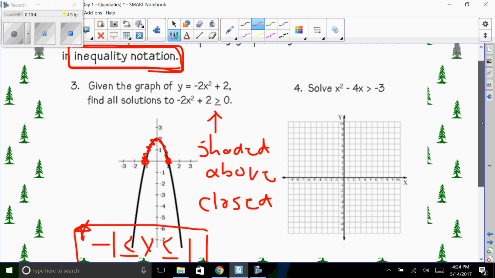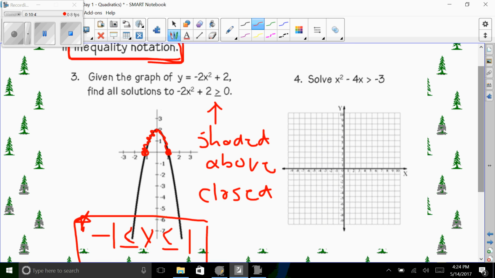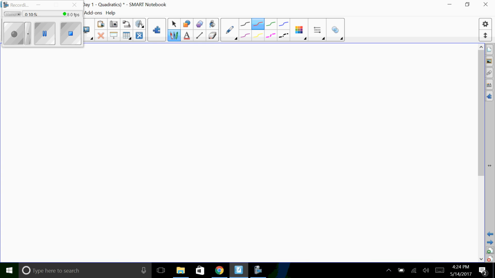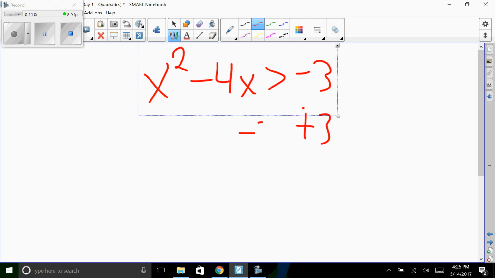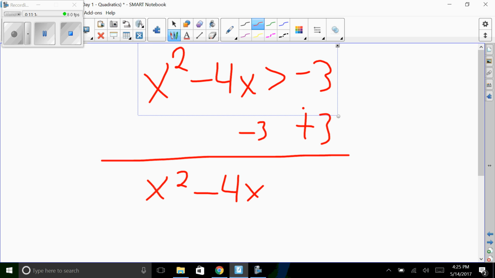Okay. All right, so this next one, x squared minus 4x greater than -3. Before we begin this problem, we have to set it equal to 0. So x squared minus 4x greater than -3. So I'm going to add 3 to both sides. So I can get x squared minus 4x, actually that's a plus 3, greater than 0.